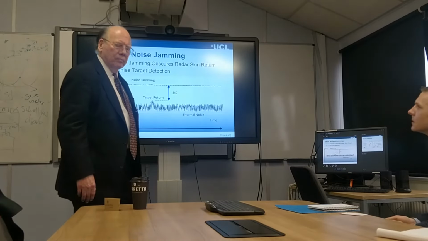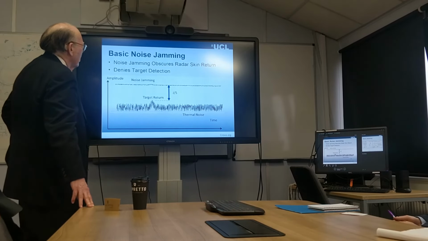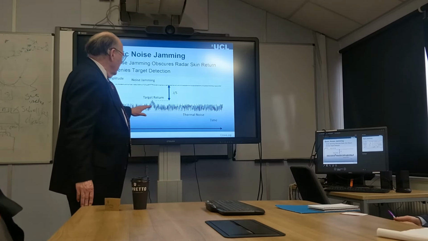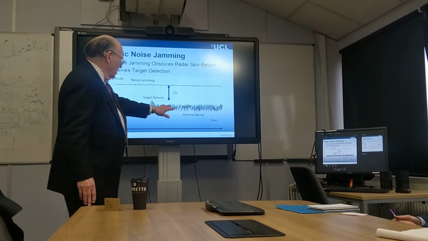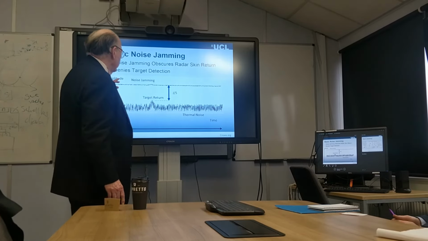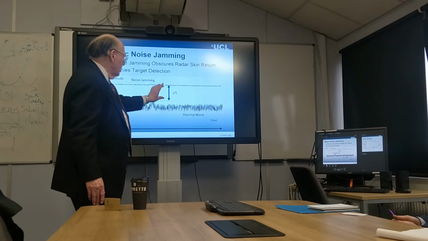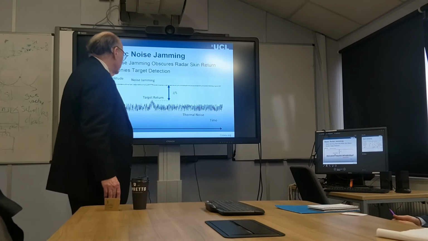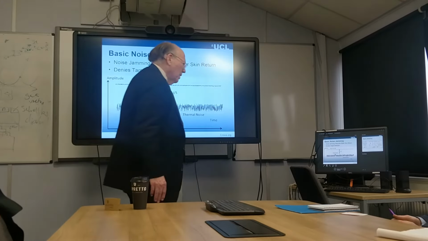So here's the basic idea of a noise jammer. We have the radar receiver, and of course it has thermal noise. It gets a target return, and say we have noise jamming at this level. Then the jamming to signal ratio is the difference between those two signals, or the ratio of those two signals, and typically it's measured in dB.